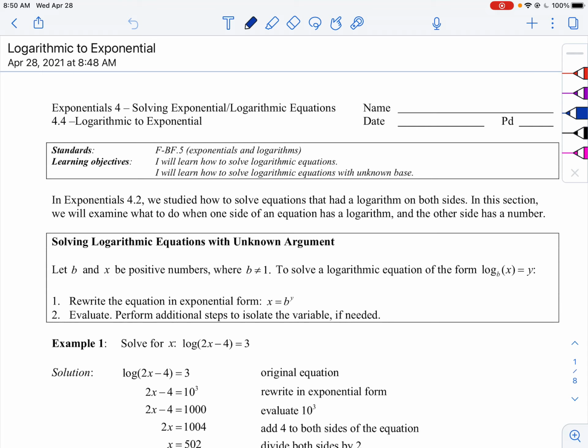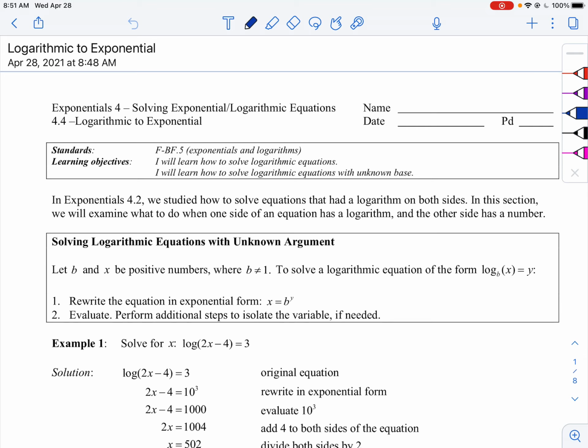Today's lesson is log to exponential. We will learn how to solve log equations, and also how to solve log equations with a known base. In Exponentials 4.2, we studied how to solve equations that had a log on both sides. In this section, we will examine what to do when one side of an equation has a log, but the other side is only a number.